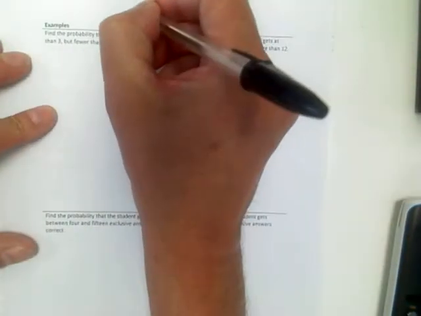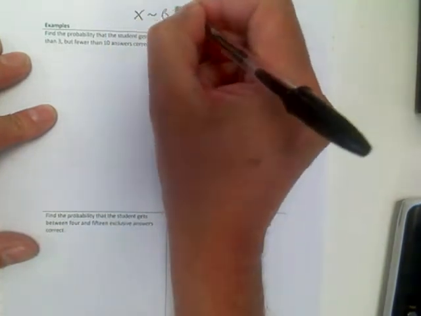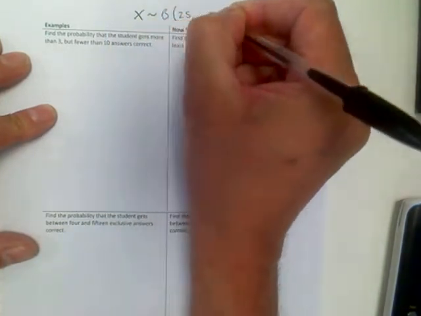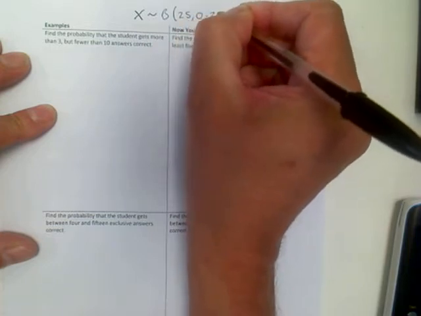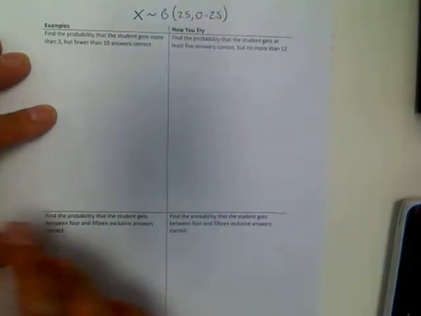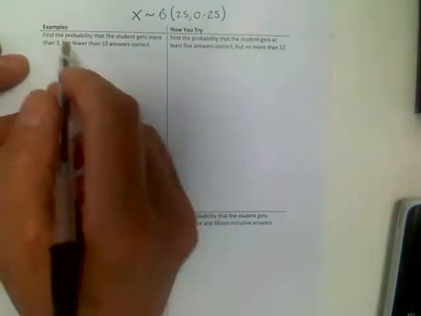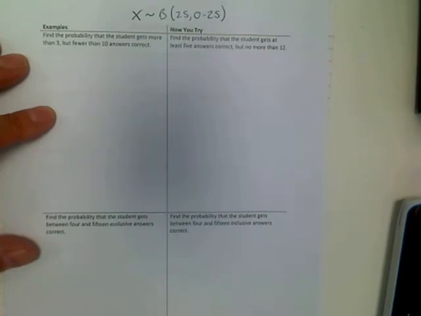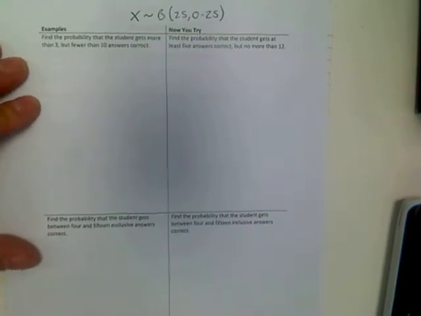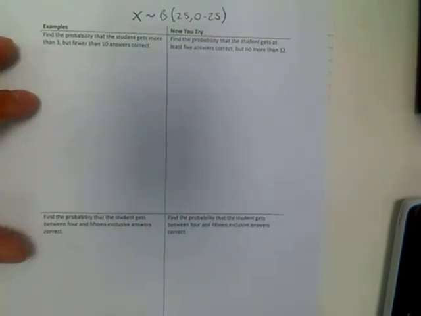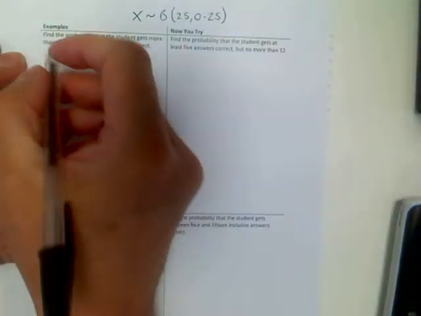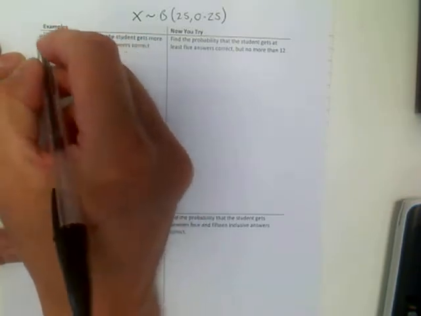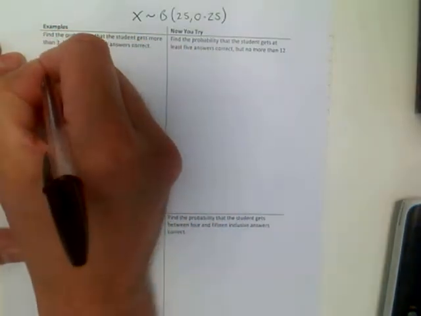So the binomial distribution on these questions is this, and we're being asked some slightly different questions. This time it says find the probability that the student gets more than 3 but fewer than 10 answers correct. Now this really takes some care, and a lot of errors creep into this, but if you stay organised, you can make sure they don't happen.